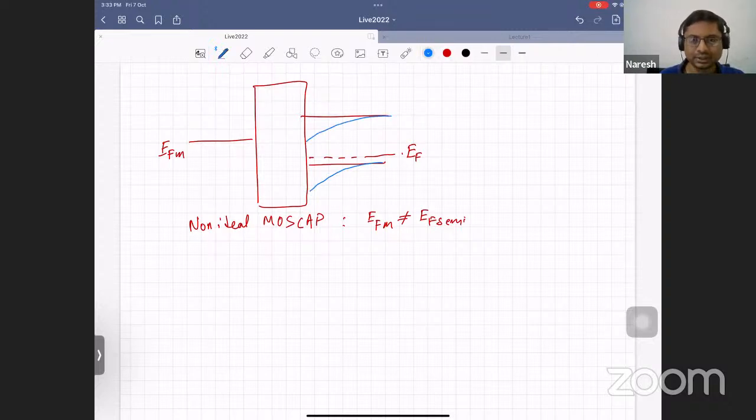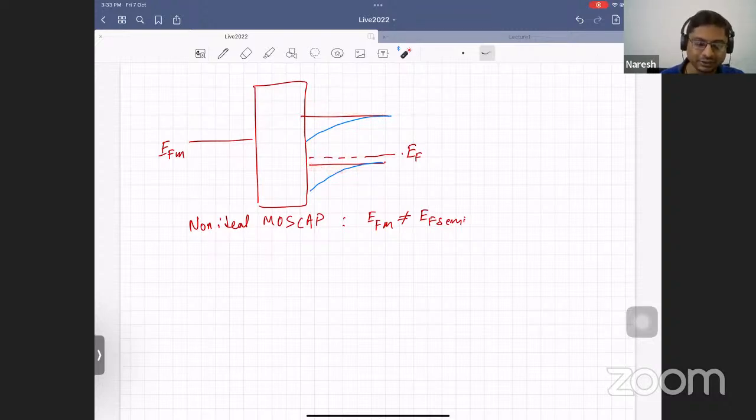It will not be flat anymore if you don't apply any voltage. When there is zero voltage applied, it has to be like this. Why am I saying it should be like this and not bending upwards like this? Saurabh, why is this not allowed? The reason is, if you do that, this means that there are more holes here, not electrons.